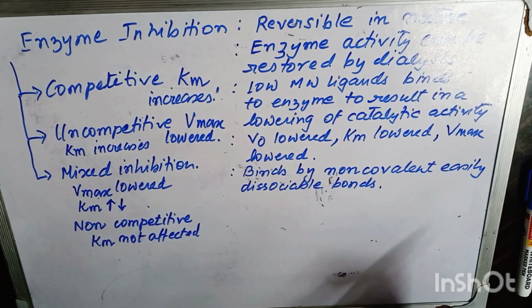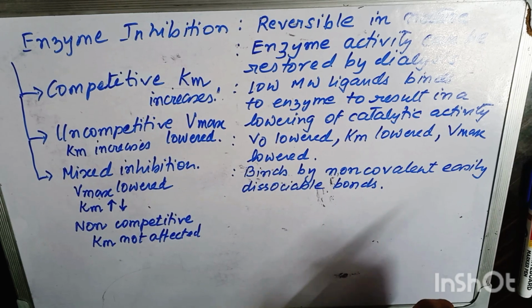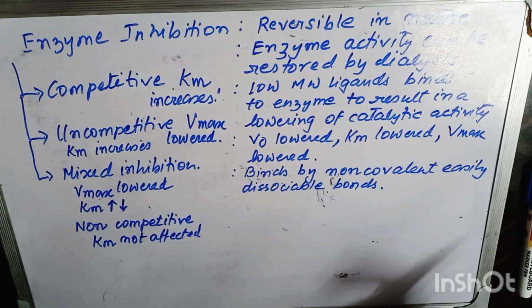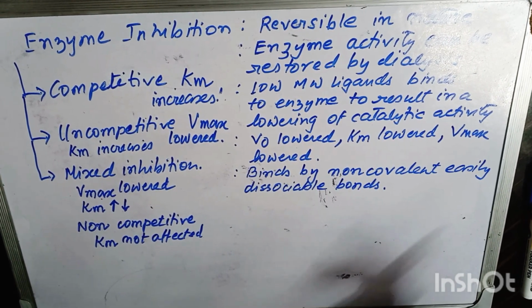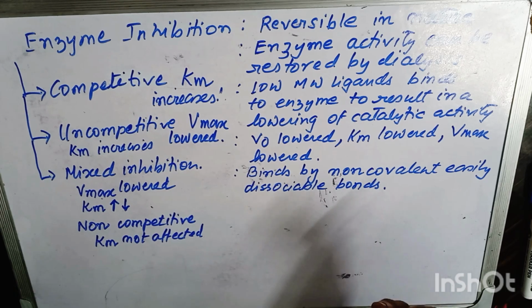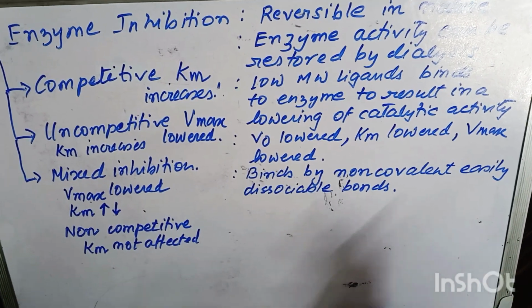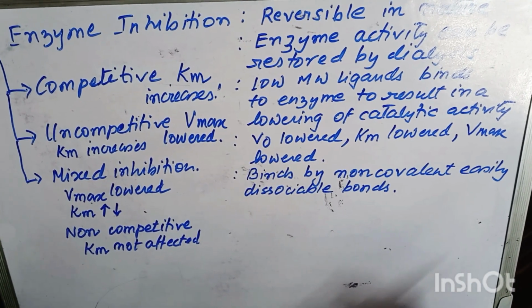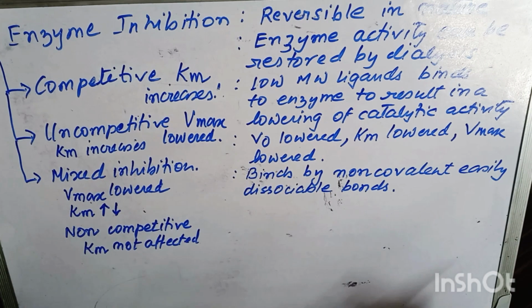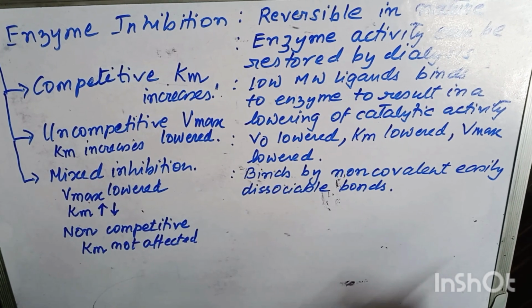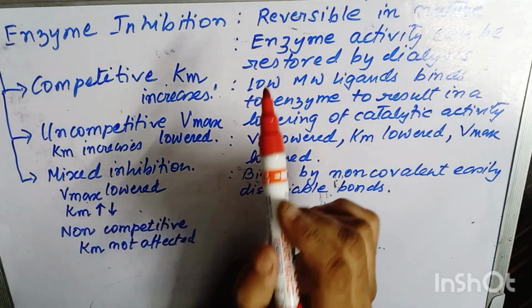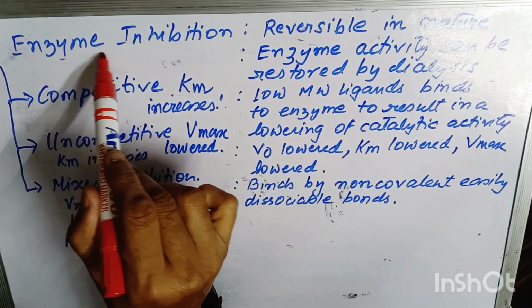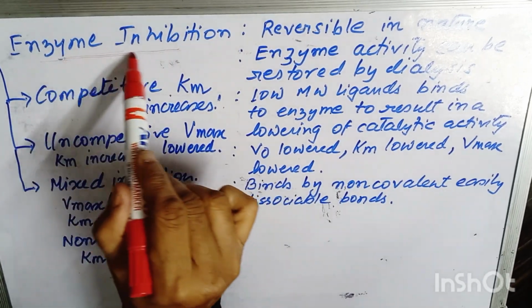Why do we study enzyme inhibition? We will learn examples where enzyme inhibition becomes vital for a metabolic process to slow down, or for a metabolic process to increase. We will learn all those after we learn the basics of enzyme inhibition. First I will say what the properties of enzyme inhibition are. I have jotted down those properties, and I'll read them and explain them one by one.